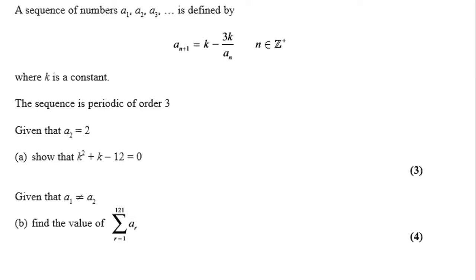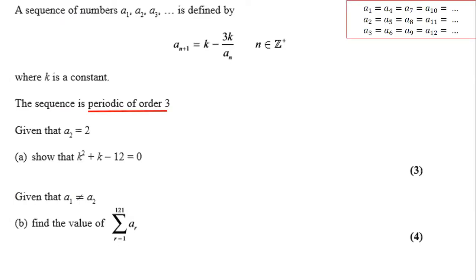So at the minute, that "show that" bit looks a bit weird. Where are we going to get a k squared from? There's no squares in the question. It hasn't really told us anything to do. So instead, let's break down the question into bits we know. So we know that it's periodic of order 3.